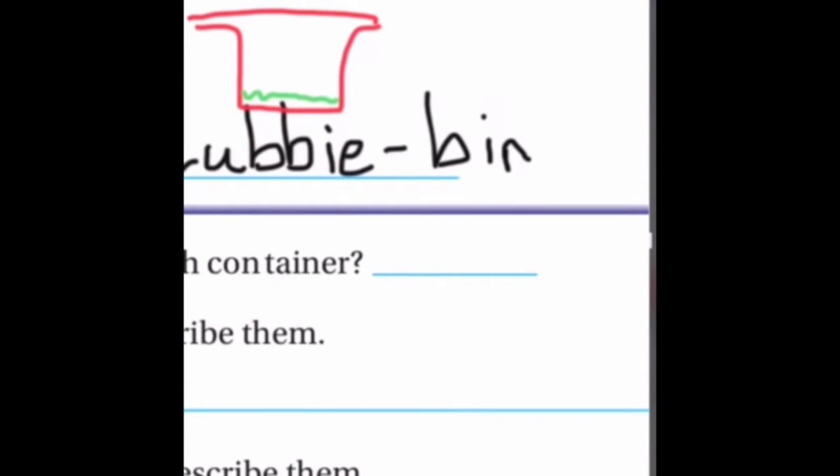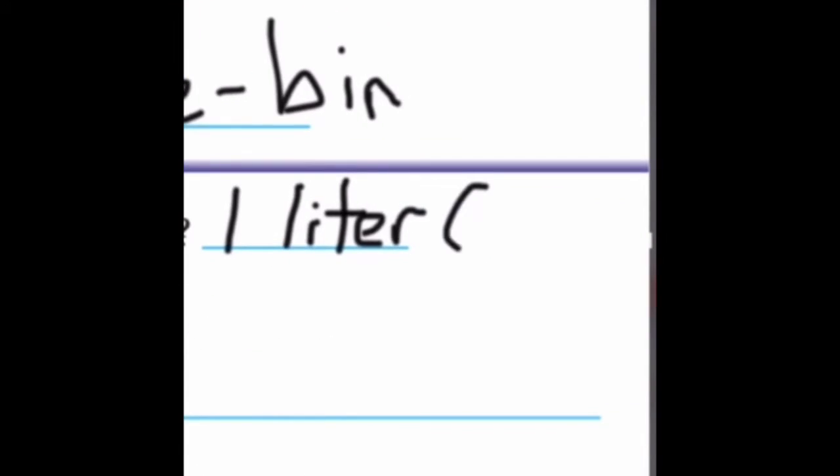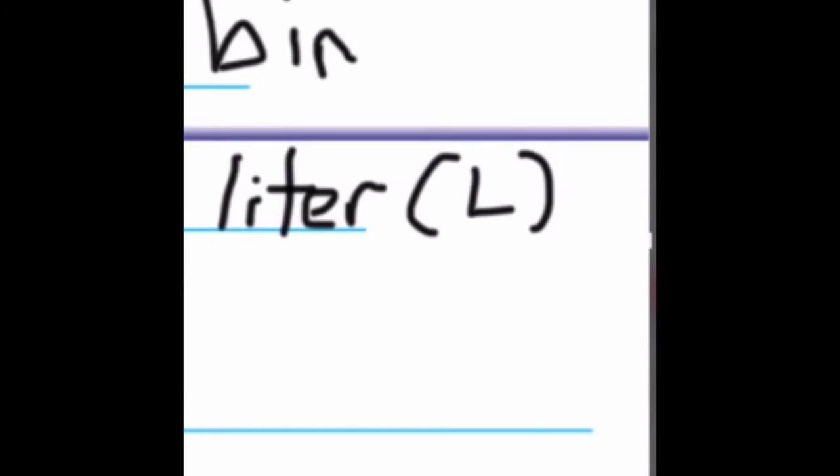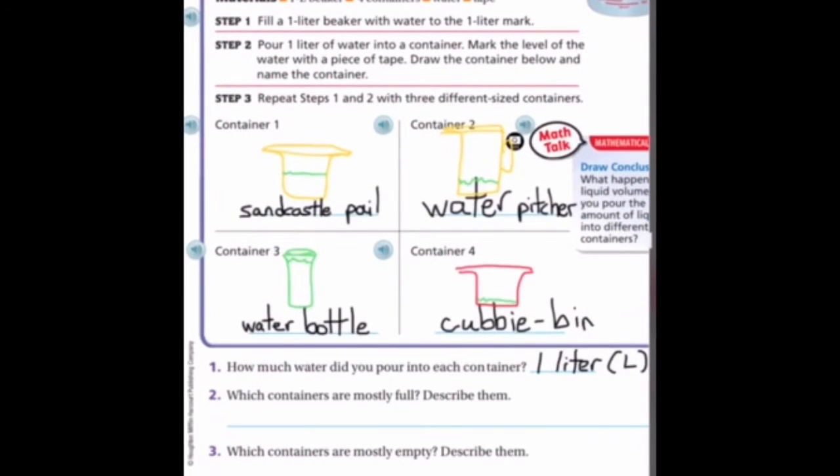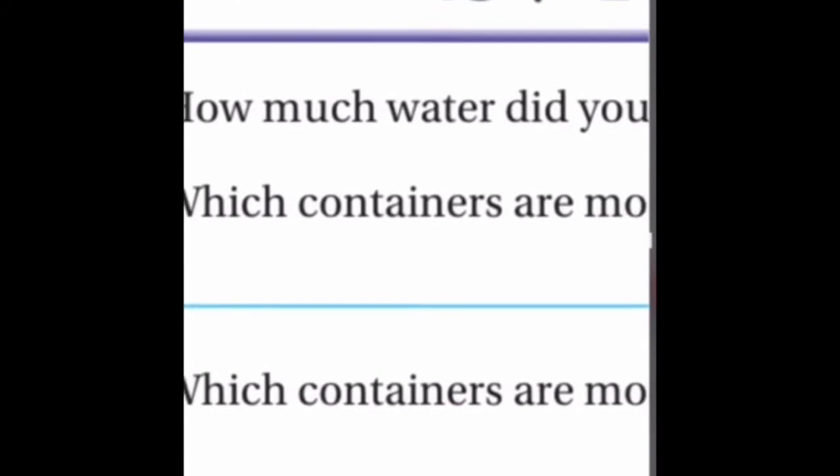We poured 1 liter. Looks like liter, but it's pronounced liter. The abbreviation, capital L. And it's metric system, so no period after for the abbreviation. Which containers are mostly full? Well, we only really had one, and that was our water bottle.